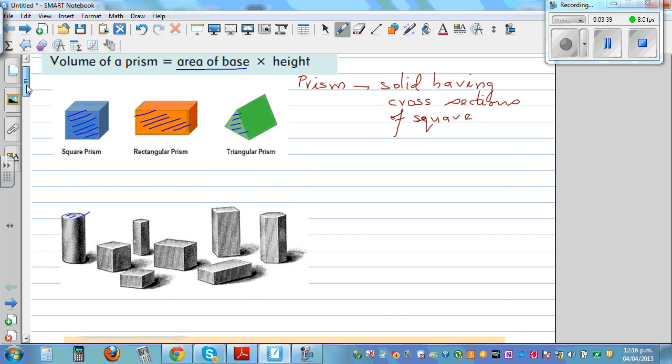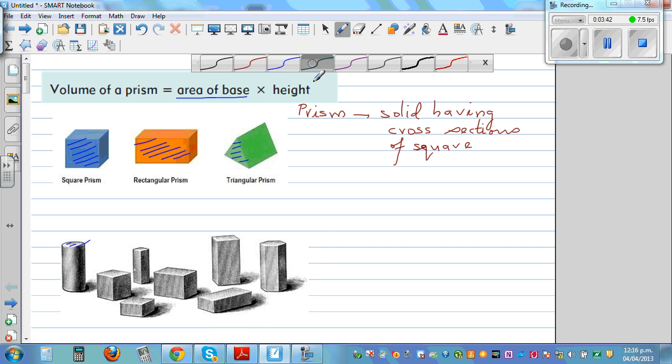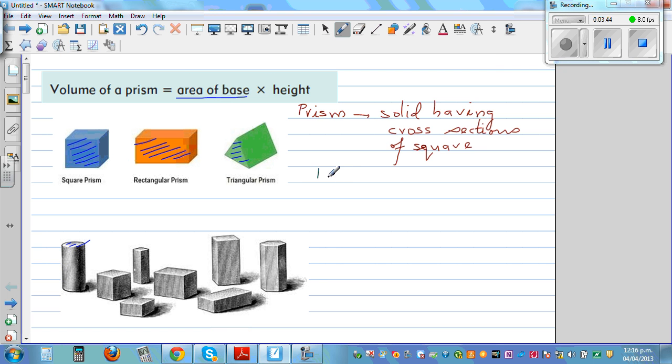Now before I move on, I want you to remember these two formulas or conversions. 1 centimeter cube is 1 centimeter times 1 centimeter times 1 centimeter. So the unit of volume is centimeter cube. Whenever you have 1 centimeter cube, you have to imagine a cube of 1 centimeter by 1 centimeter by 1 centimeter. And 1 centimeter cube is 1 milliliter.